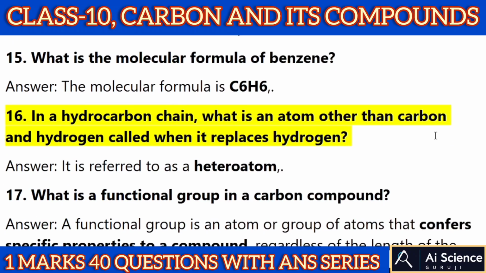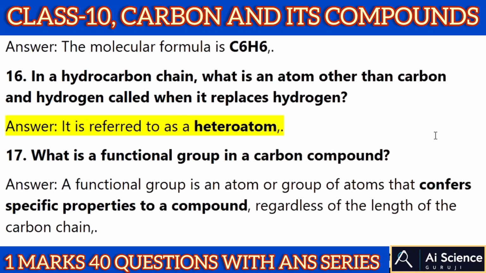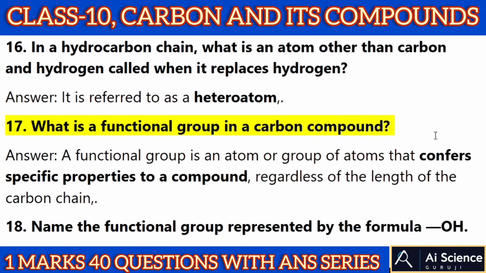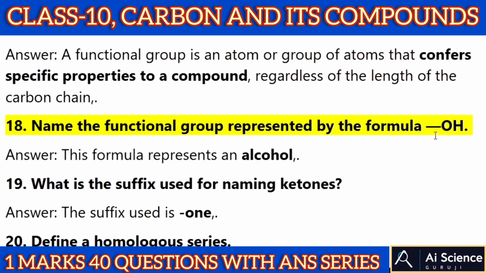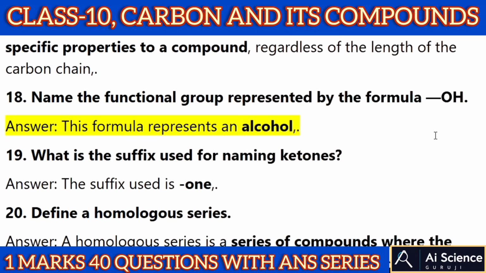16. In a hydrocarbon chain, what is an atom other than carbon and hydrogen called when it replaces hydrogen? Answer. It is referred to as a heteroatom. 17. What is a functional group in a carbon compound? Answer. A functional group is an atom or group of atoms that confers specific properties to a compound, regardless of the length of the carbon chain. 18. Name the functional group represented by the formula, -OH. Answer. This formula represents an alcohol.